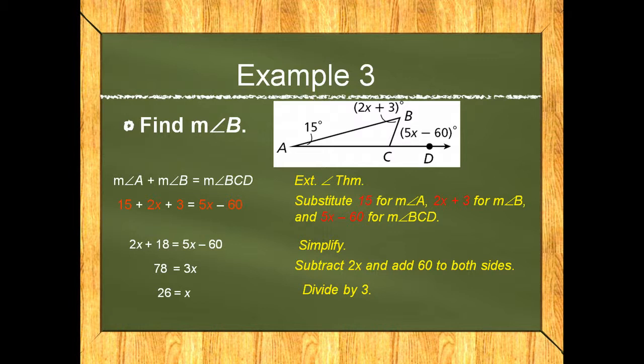So all we need to do now is plug in 26 into the formula for angle B. Measure of angle B is 2x plus 3, so that's equal to 2 times 26 plus 3, which is 55 degrees.